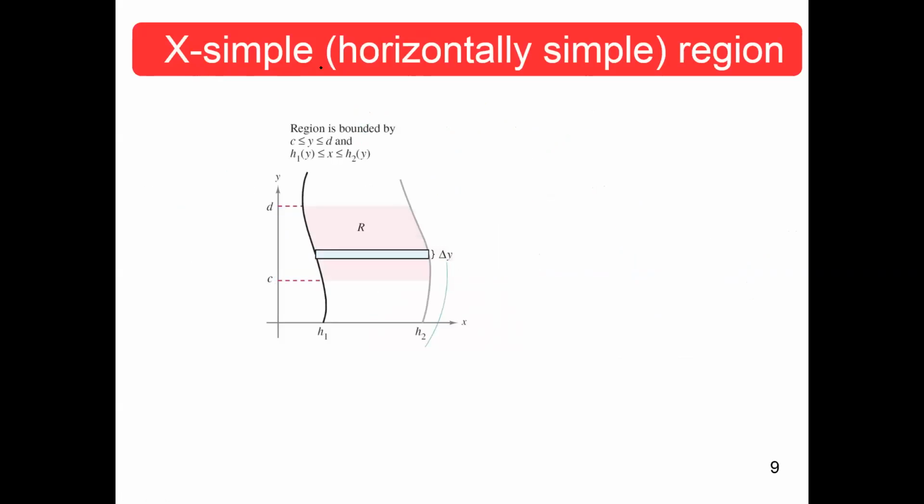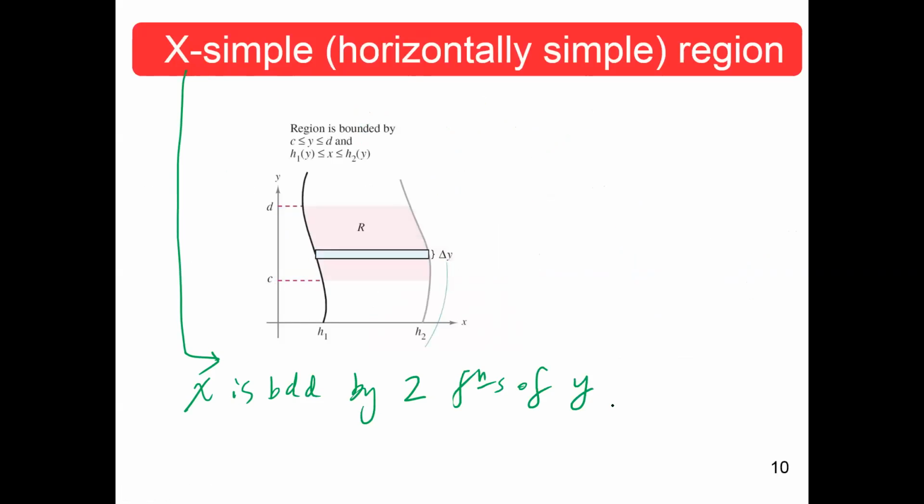All right, next is called x simple region. So x simple region basically says x is bounded by two functions of y, right? And y would just be bounded by two constants. That can be verified once again by looking at the graph. For x simple, y is bounded by two constants: here's the constant d, which is the upper bound, and here's the constant c, which is the lower bound.